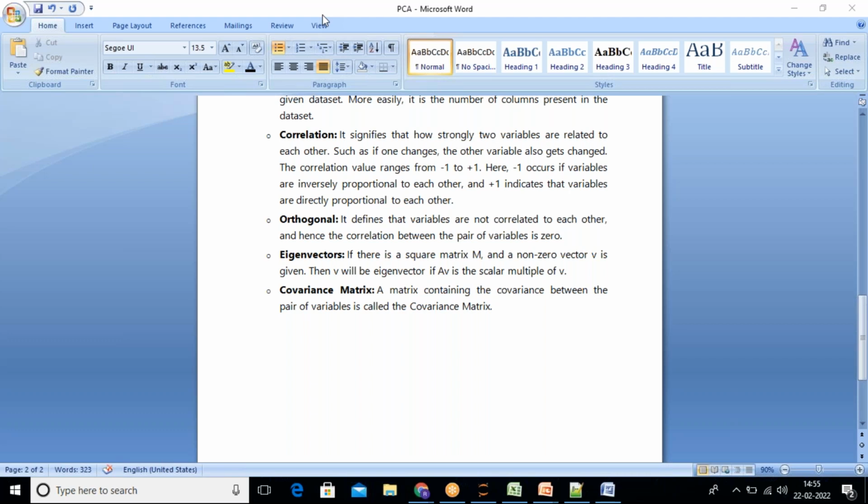Remember, eigenvector: if we consider a square matrix of n by n, and if X is a non-trivial solution vector, then A multiplied by X equals lambda X, where lambda is a scalar, remember? Scalar, and X is the eigenvector of the matrix.